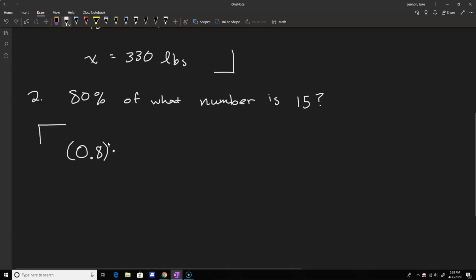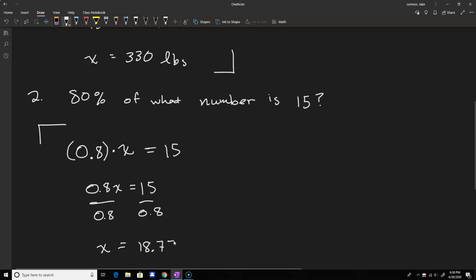Of is always going to translate into multiplication, so we're going to do 0.8 times. When you have a question word, that's usually an indication that you want to put a variable there. So 0.8 times x, and "is" will translate to equals, so that equals 15. You could write it without the parentheses, just 0.8x equals 15. Then we can solve that, and x, if you put that in your calculator, will end up being 18.75. So 80% of 18.75 is equal to 15.